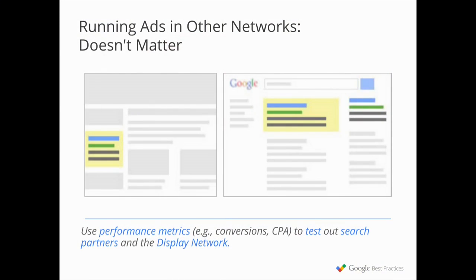Other networks don't affect your quality. Quality score is actually only reported on google.com. So if you're on search partners or on the display network, those are separate entities. We measure quality for both of those, but they're actually not reported in the interface, so use performance metrics there. I think you guys are used to this. If you're on display, you know what's working or not by your performance metrics. And I think that same line of reasoning goes to search. So that's just an aside.